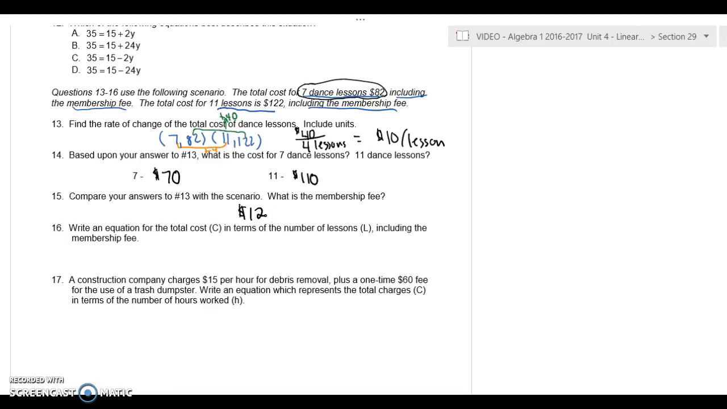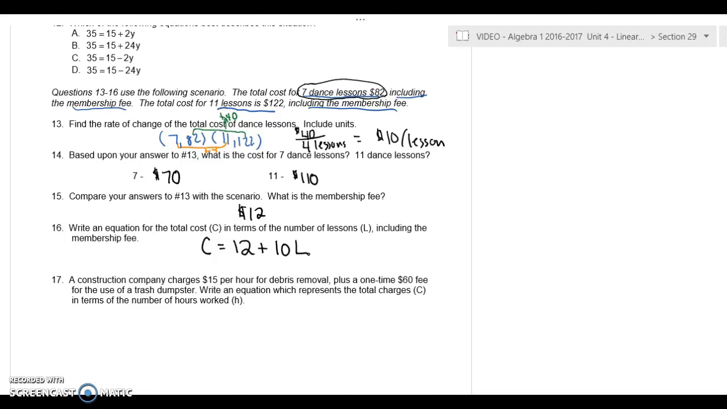It would be $12. So write an equation for the total cost in terms of the number of lessons, including the membership fee. So our cost will be our membership fee, which is $12, plus the cost per lesson, times the number of lessons.